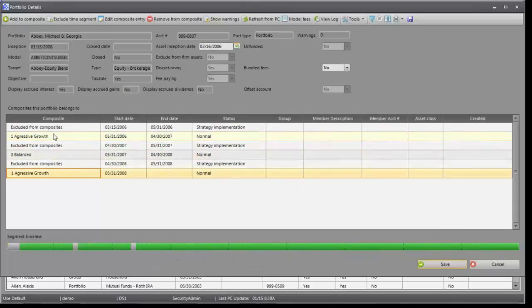And then the other thing that this illustrates is there are periods of time where the strategy is under implementation in this portfolio that it is explicitly omitted from any composite. And this is another key concept in GIPS.